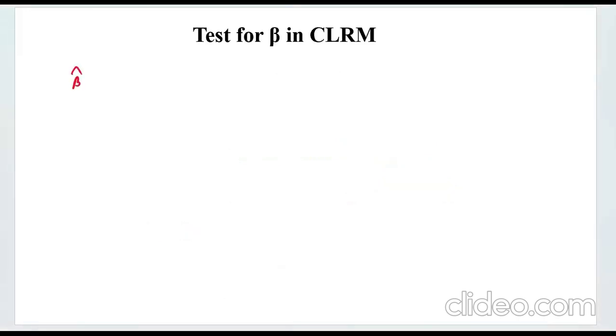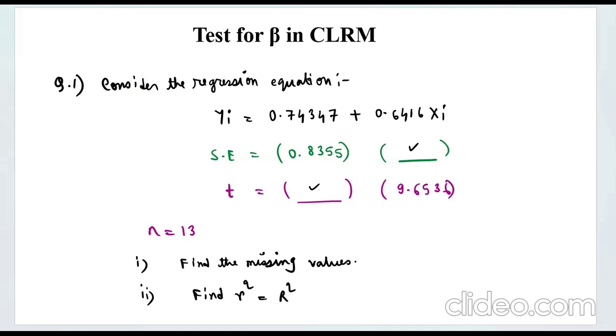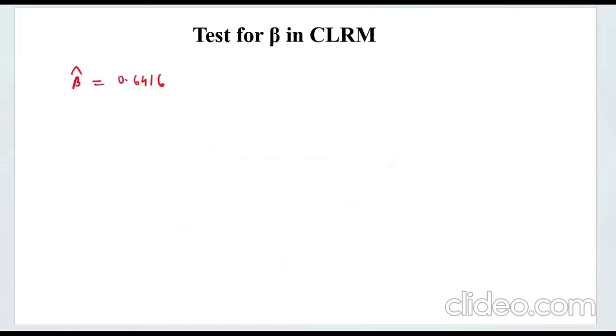It is given to you that beta cap is 0.6416. This is the beta cap value. And also what is given to you? T statistic value of beta cap. So what you can do from here is that for testing H naught, beta equals to 0, what we know is that t equals to beta cap upon standard error of beta cap. This is what we have done so far. We know this test statistic under H naught follows t with n minus 2 degrees of freedom. So that is not required for this question.